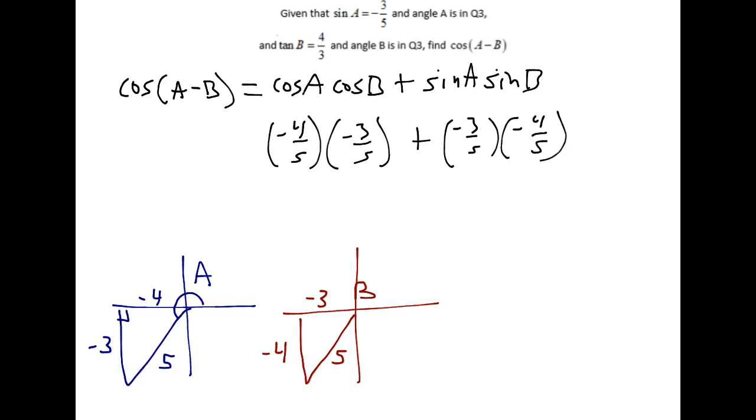All right, so let's just finish up the problem. -4/5 times -3/5 is 12/25. Similarly, we also get 12/25 here. So what do we get for the final answer then? Add these fractions together, we get 24/25.